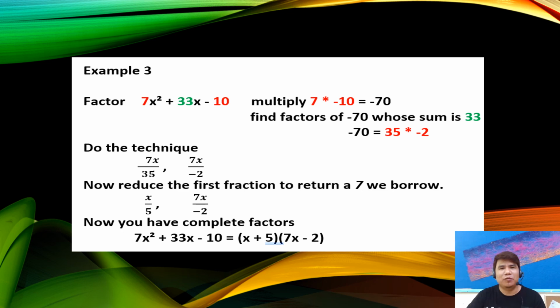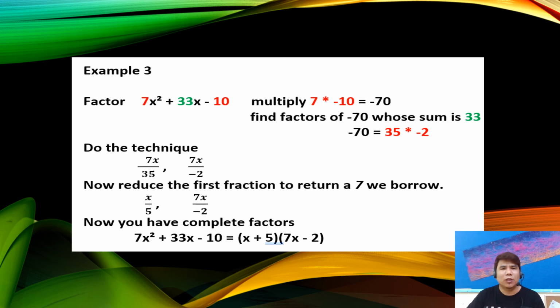Multiply your a and c. So you have 7 times negative 10, that's equal to negative 70. Then you find factors for that. What are the factors of negative 70 whose sum is 33? So negative 70 is equal to 35 times negative 2. Why 35 times negative 2? Because our aim is, when we add, it will become positive 33. 35 plus negative 2 is positive 33. That's why we choose these numbers.